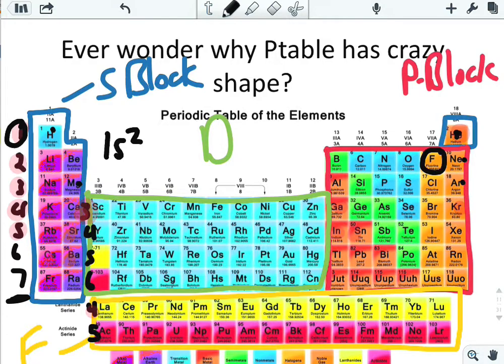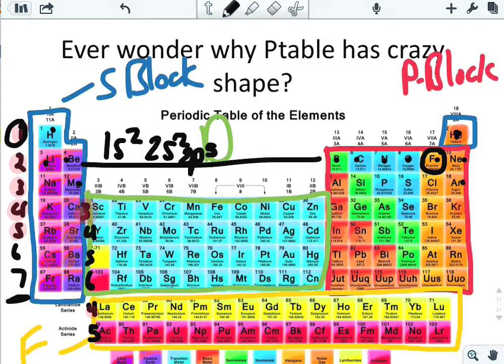What comes after that one? We go to 2s, and then 1, 2, so 2s2, and then we keep going, and we come over here and we get 2p. We have 1, 2, 3, 4, 5, and we got to fluorine. So our electron configuration is 1s2, 2s2, 2p5.